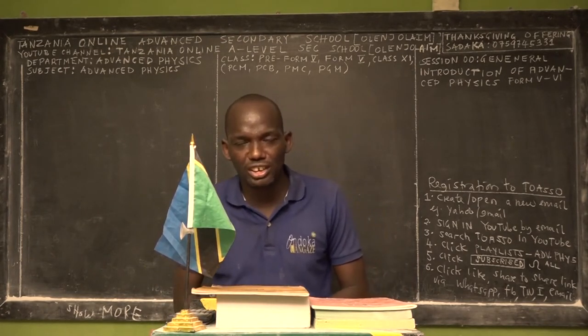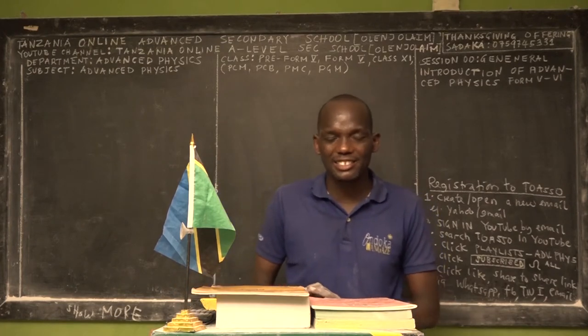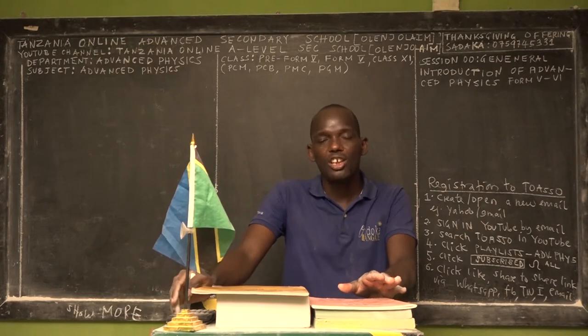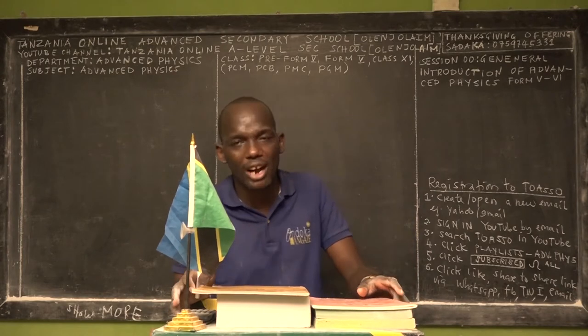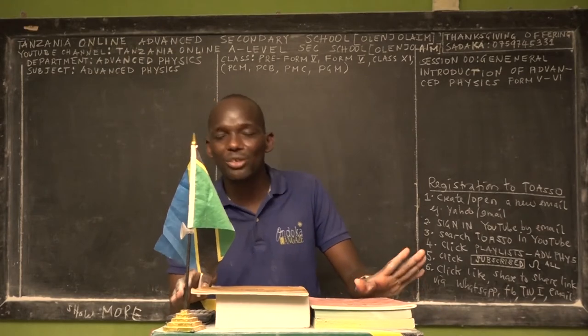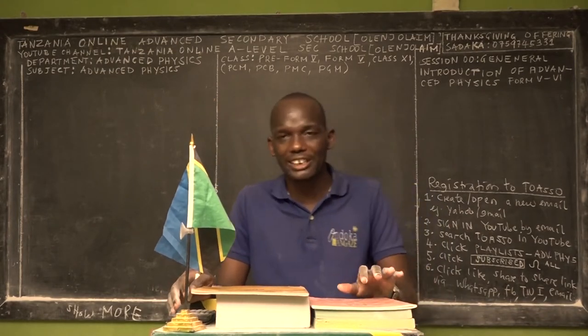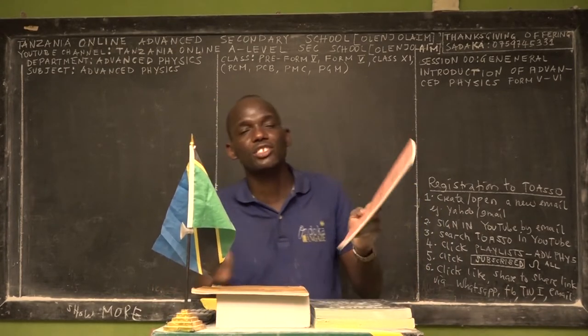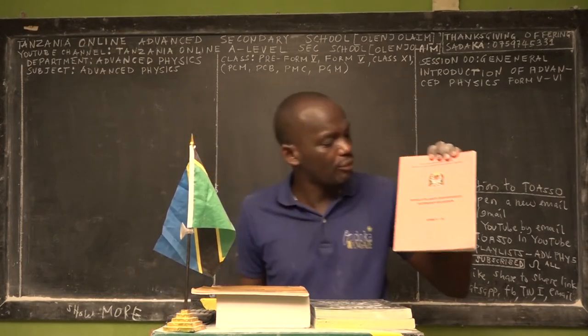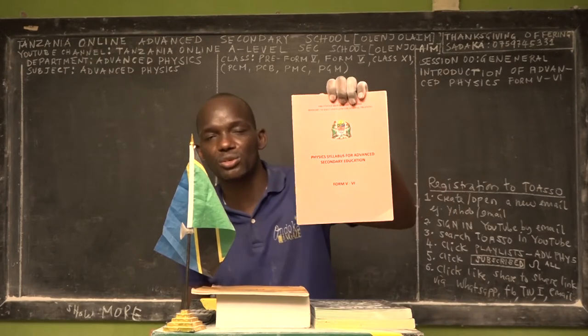When we were establishing this, or when God gave us this idea, we were not satisfied to have the school itself or just training. Also, we asked God to open the doors for us to have the Tanzania Online Advanced Library. So we have a library and we have sample books right now. It's still operating. The first reference book that you need is called the Physics Syllabus for Advanced Secondary Education from Form 5 through Form 6.